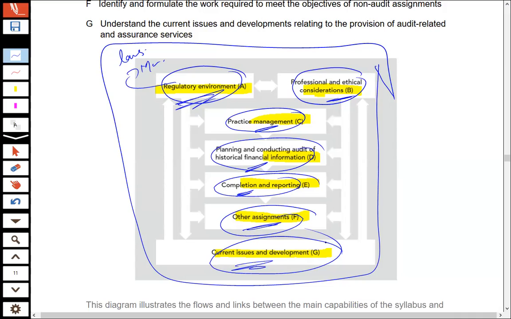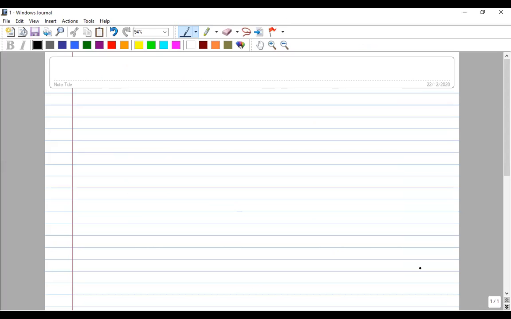Now I am switching my slide to my writing pad, where I usually write things, and will be explaining some things over there. Now here comes my writing pad. This is paper P7 AAA, Advanced Audit and Assurance.